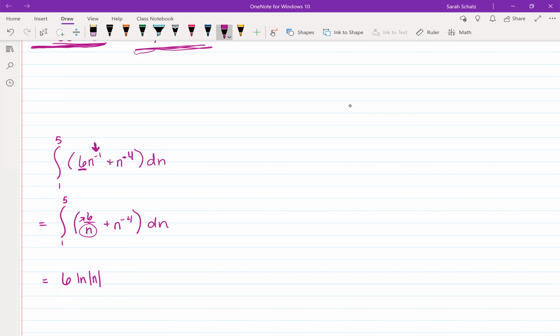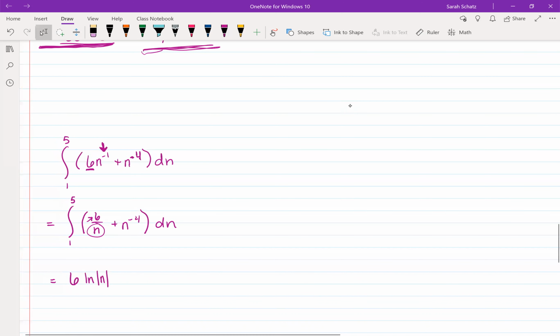Remember why the absolute values are there is because we're introducing this natural log statement. We know nothing about n. We don't know if it's positive or negative. But if you're going to take the natural log of it, it has to be positive. So we put the absolute values there to cover that. So that's what we get for integrating the first term.